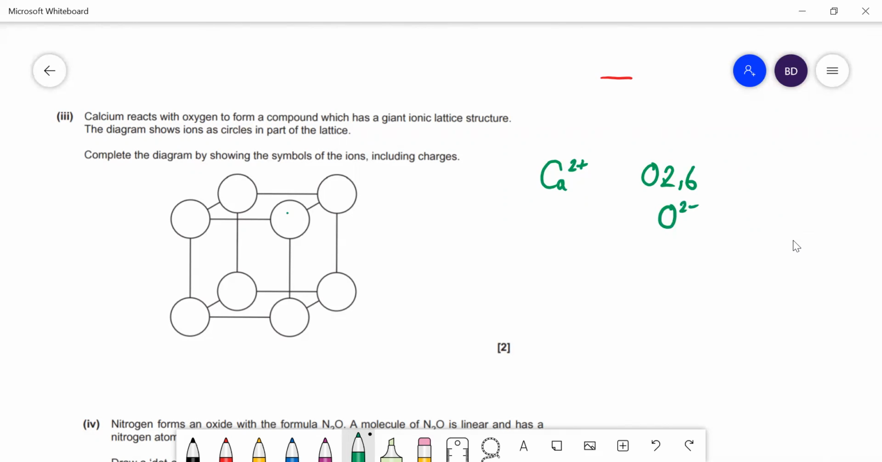Okay, so I'm going to put in a calcium ion there, and its next door neighbors are all going to be the negative one. So that's going to be an oxide. That's going to be an oxide. And also this one here. Sorry, the 2 should go on the top.